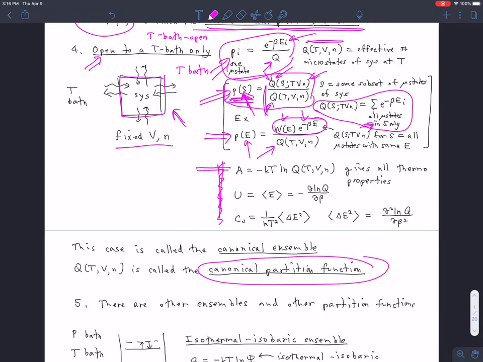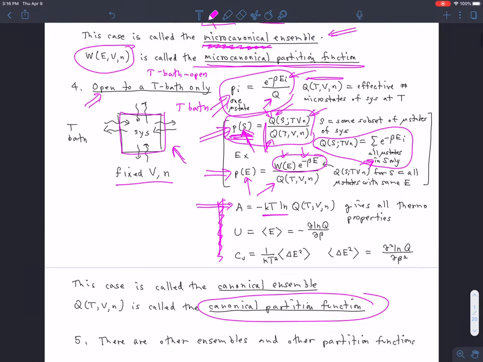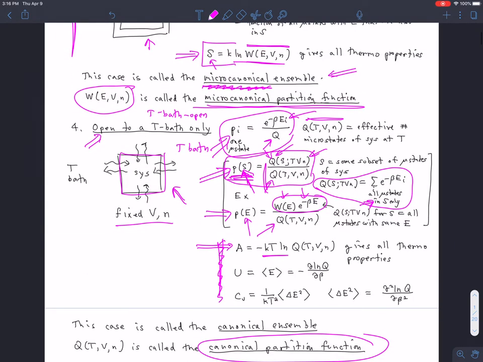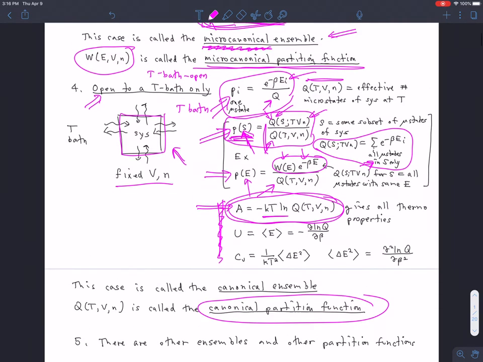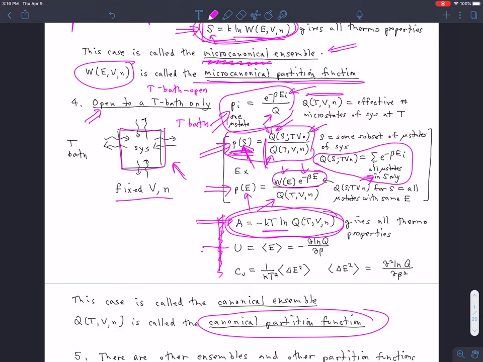And those are, first of all, the Helmholtz free energy, which is just minus kT log Q, and therefore is very similar to the entropy relationship that we had for the microcanonical ensemble. We also got a couple of other connections.